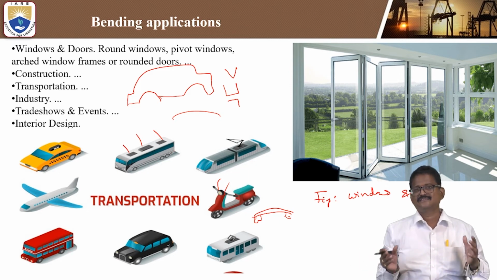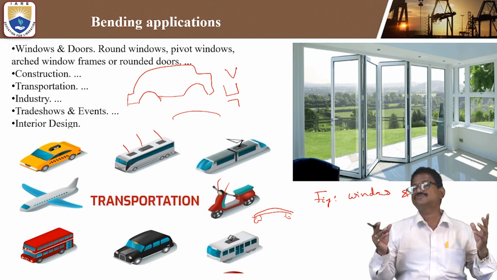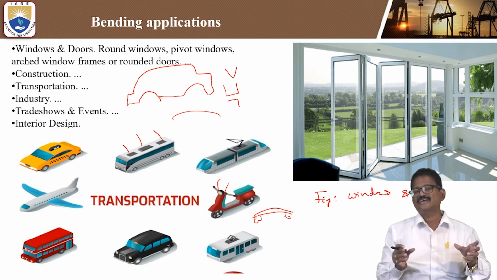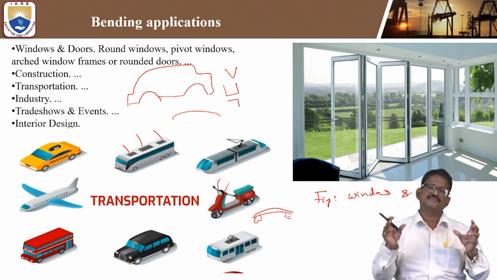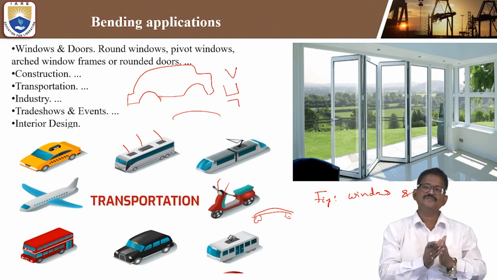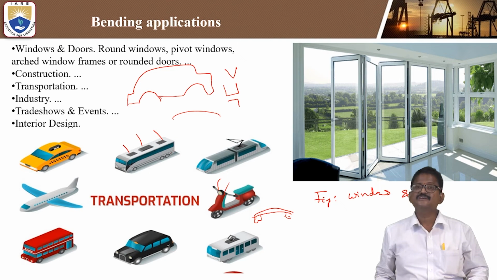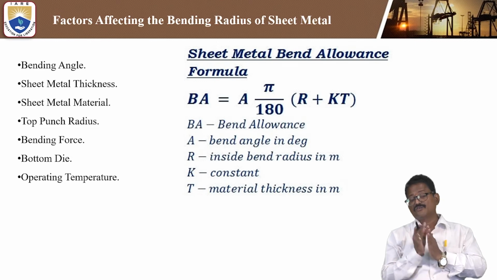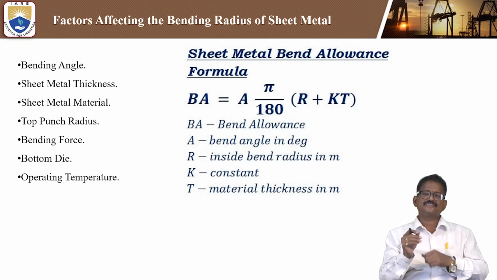So the simple bending will be advantageous for a lot of construction, transportation, industry, and trade shows and events like seminars, conferences, college days, etc. Interior design in a home or function hall also requires simple bending techniques like V channel and edge bending. So this is about the simple bending application. And now let us see what factors are to be considered for determining the bending radius of the sheet metal.